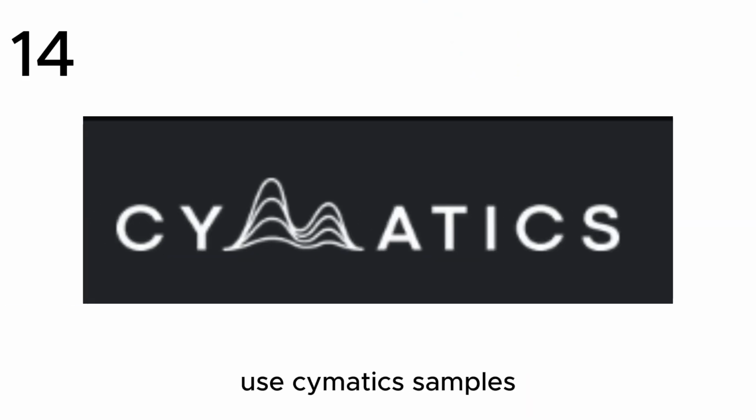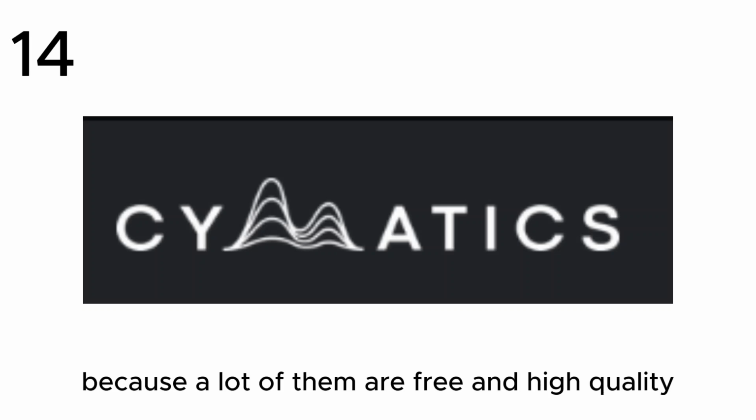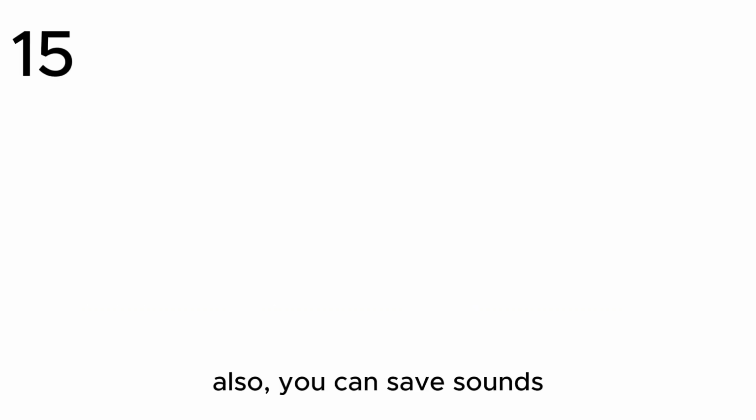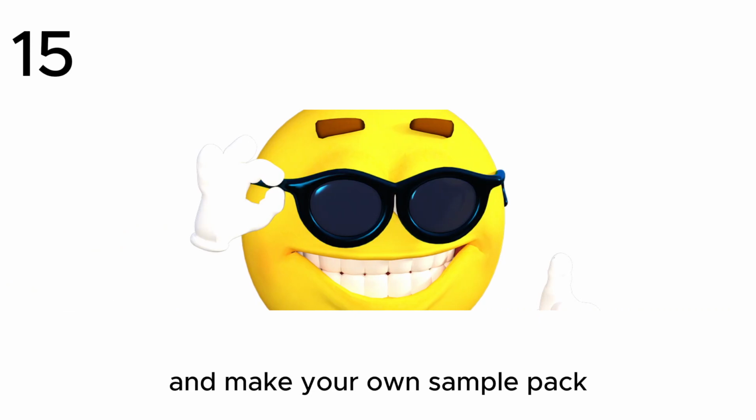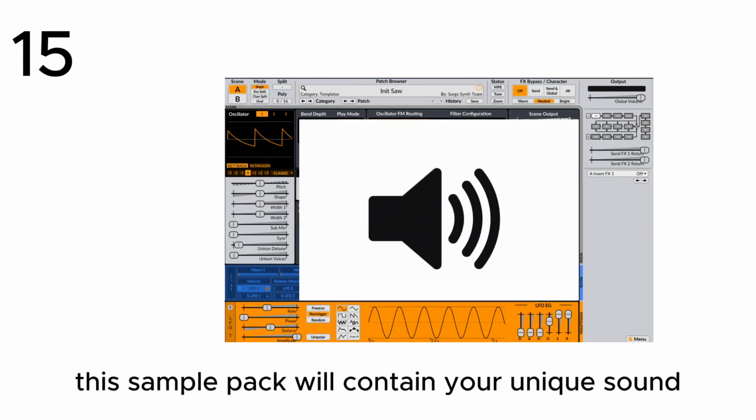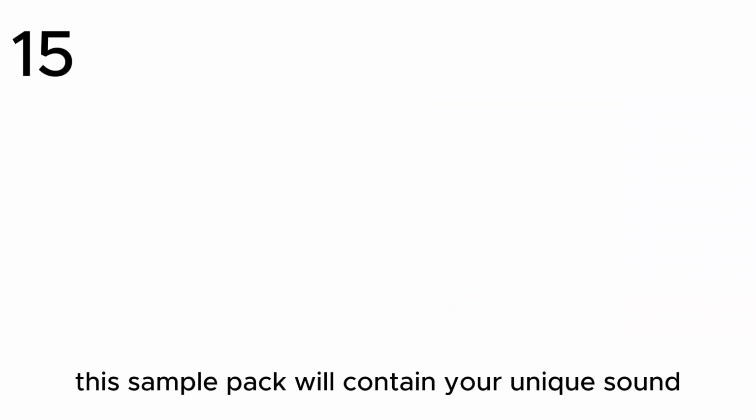Another way to quickly get going is to use samples. You can for example use Cymatics samples because a lot of them are free and high quality. Also, you can save sounds and make your own sample pack. You can for example make synths or record stuff. This sample pack will contain your unique sound that no other music producer has.